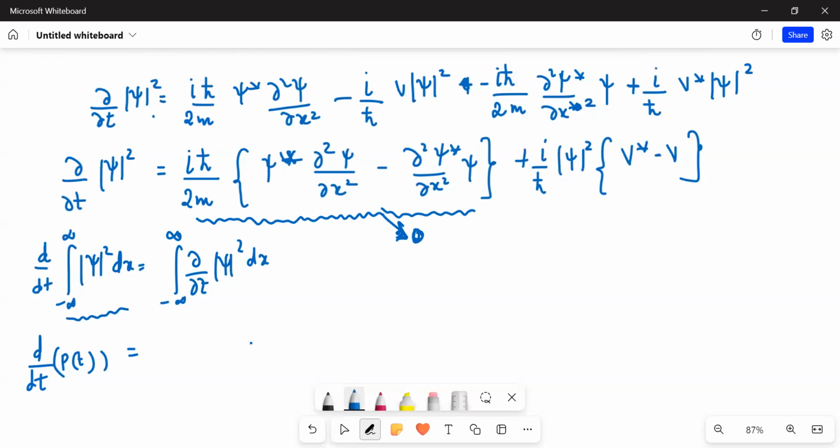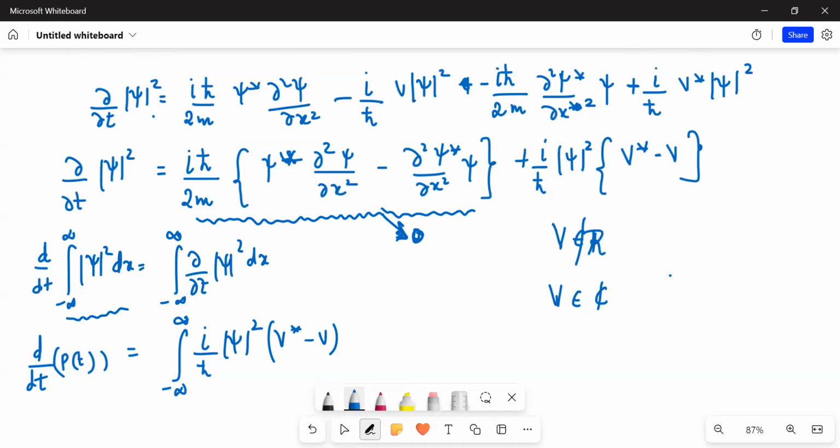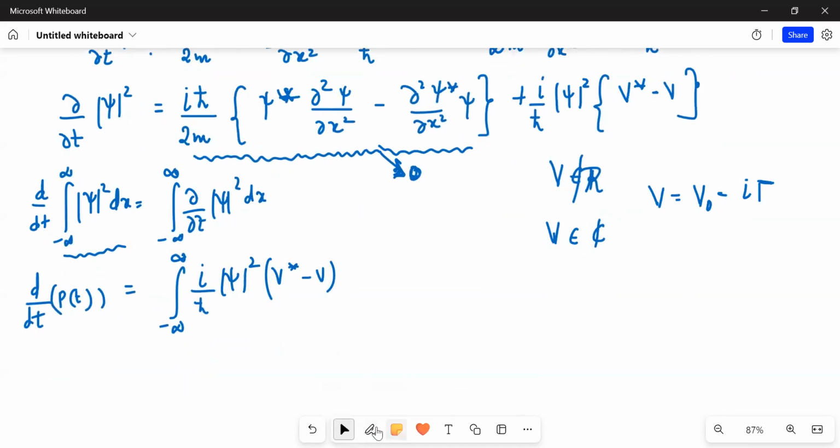So what you will get additionally is minus infinity to plus infinity iota upon h cut psi mod whole square V star minus V. Is that clear or not clear? Yes or no? This is something that you're going to get. And after all, what is your V star? As I told you, now no longer is your V a real number. V belongs to the complex; V is a complex function. And if this is the case, then I'll write it as V naught minus iota gamma. This is the notation I have given.